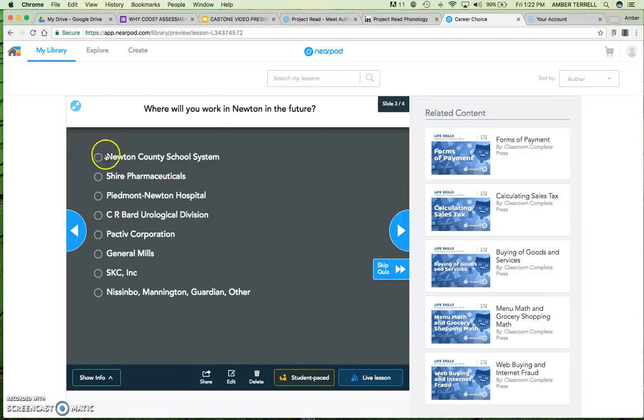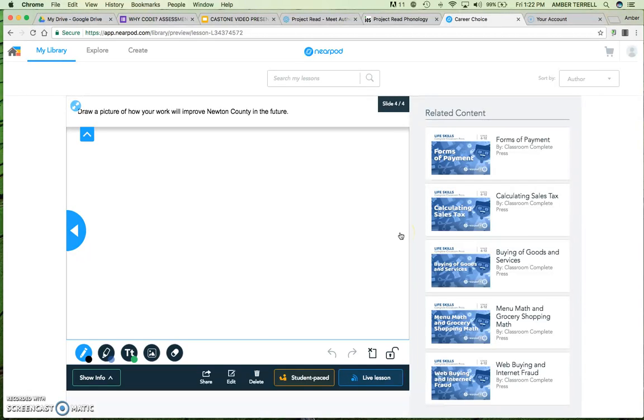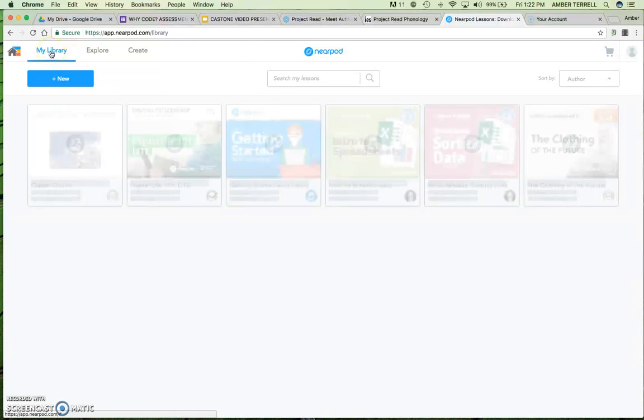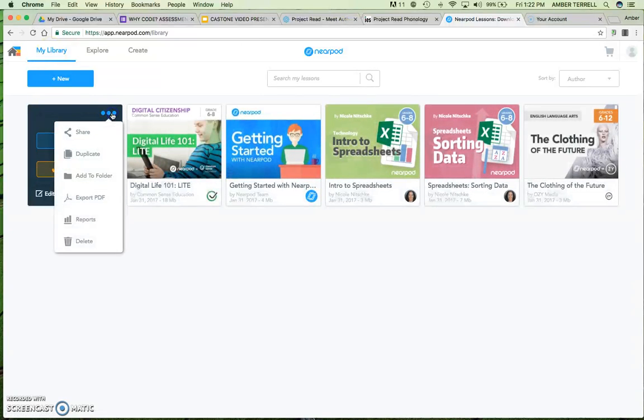These are actual locations in Newton County where students could work in the future, and students could choose one of these locations. And then lastly, they would create a drawing to show how their work could improve Newton County in the future. So in order to show you some of these drawings, you would go to your lesson in Nearpod, and you would actually click on Reports.